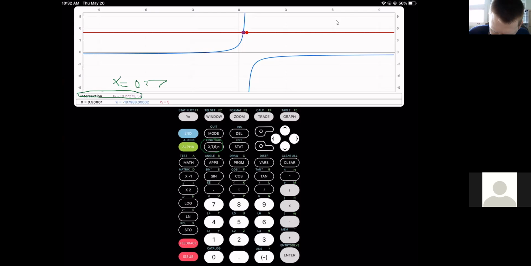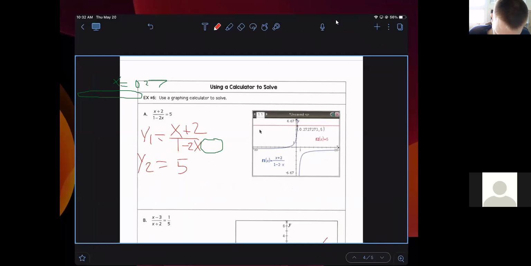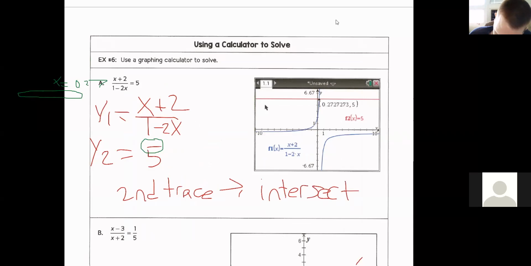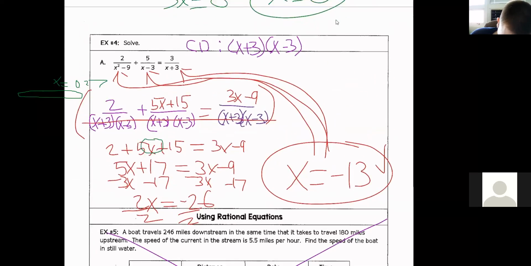Let me go back to our notes to write a couple things. After you type these in, remember you press second trace, and then you click the option that says intersect, and you go through the questions. Like I said, our answer from what we saw was 0.27, because we're really just interested in the x value. You could write the point if you really want to, but if you look at all the problems we've done so far, we're solving for x in all of these.